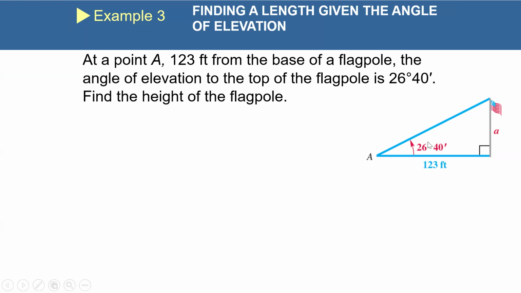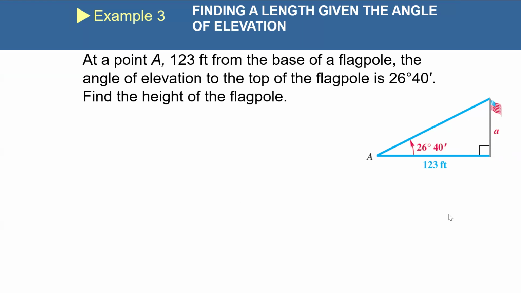So as you can see, it says angle of elevation. So I knew I had a horizontal on the ground. I elevated 26 degrees and 40 minutes up to the top of the flagpole. So I measured my 123. I have my angle. Can I solve for A?